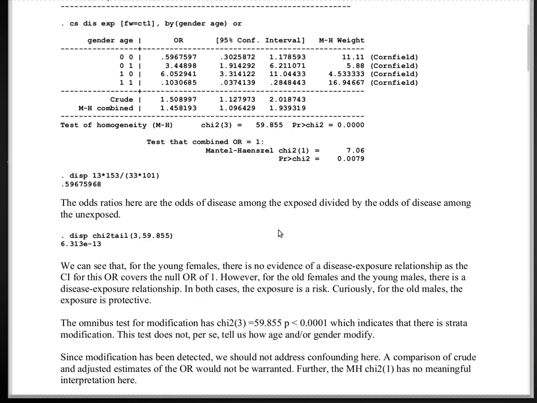And we've gone through some of this. I won't repeat it all. The omnibus test for modification has a low p-value and indicates strata modification. But the test does not per se tell us how age and or gender modify. And we can see further that since modification has been detected quite without any qualification, there's modification here, that we have no business addressing confounding here. And we won't bother with that. So that Mantel-Haenszel test that's reported here, we can cross out with a red pen.